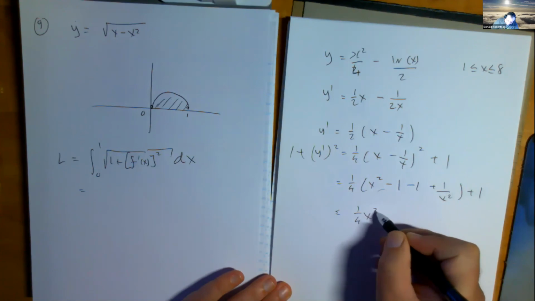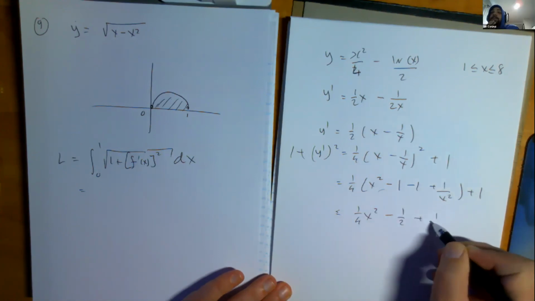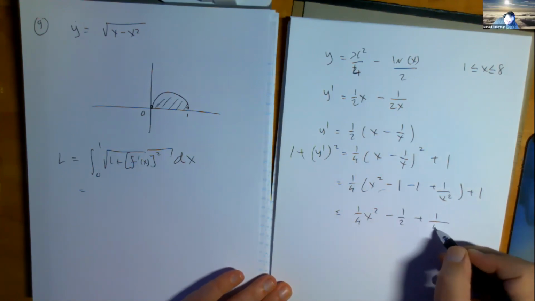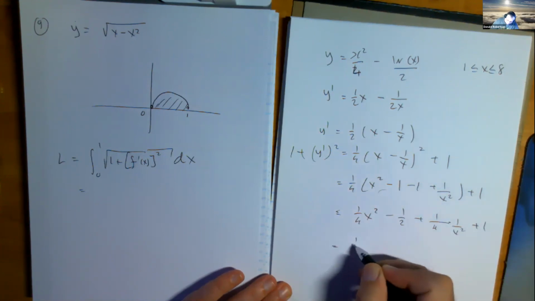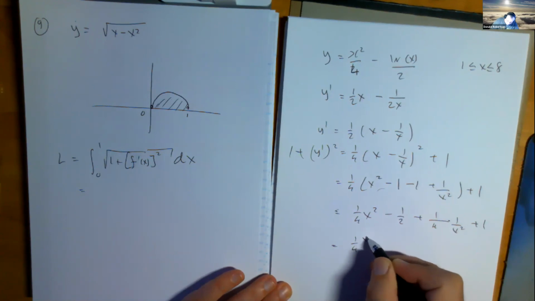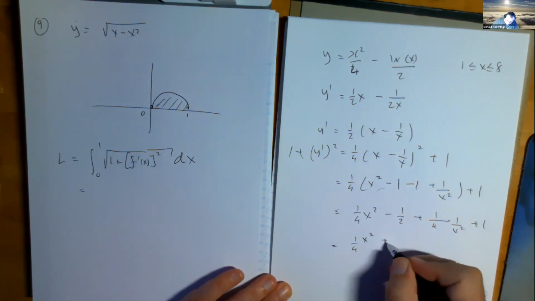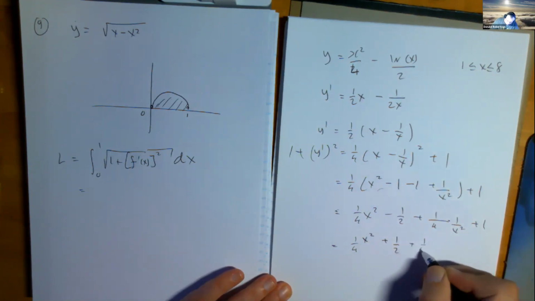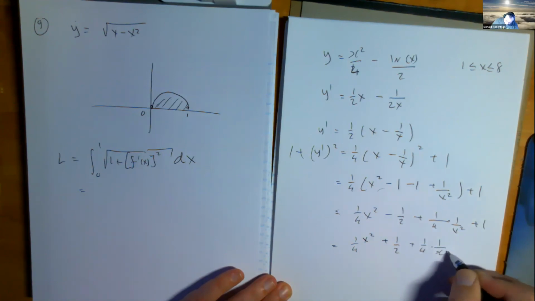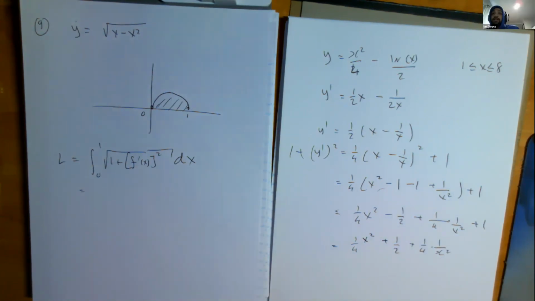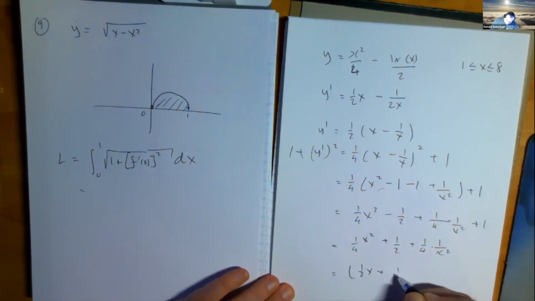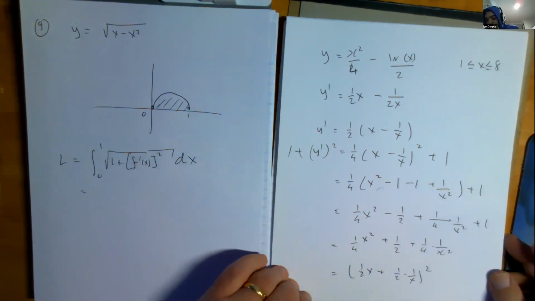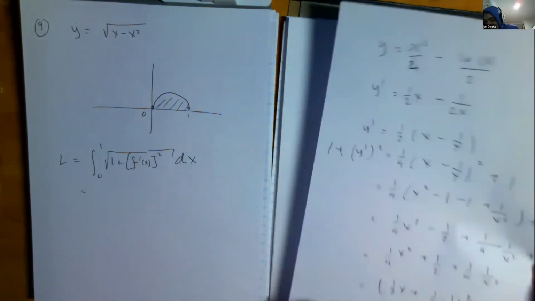Okay. 1/4 x squared minus 1/2 plus 1/4 1 over x squared, add 1. So you get 1/4 x squared plus 1/2 plus 1/4 1 over x squared, which is a perfect square. Yep. Of 1/2 x plus 1 over x squared. Okay, that's not where the problem went.